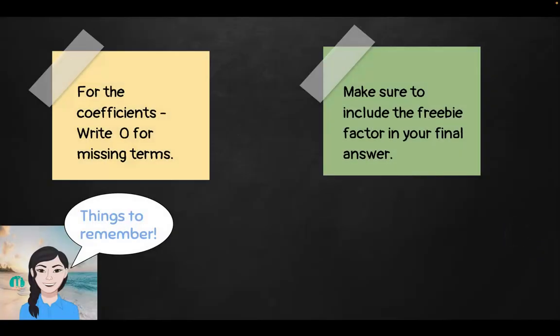So here are some things for you to remember as you do synthetic division. Remember to write zeros for any of your missing terms. And then also when you factor in your final answer, make sure to include that freebie factor. So if we provide you with the factor of your polynomial, make sure you include that in your final answer.